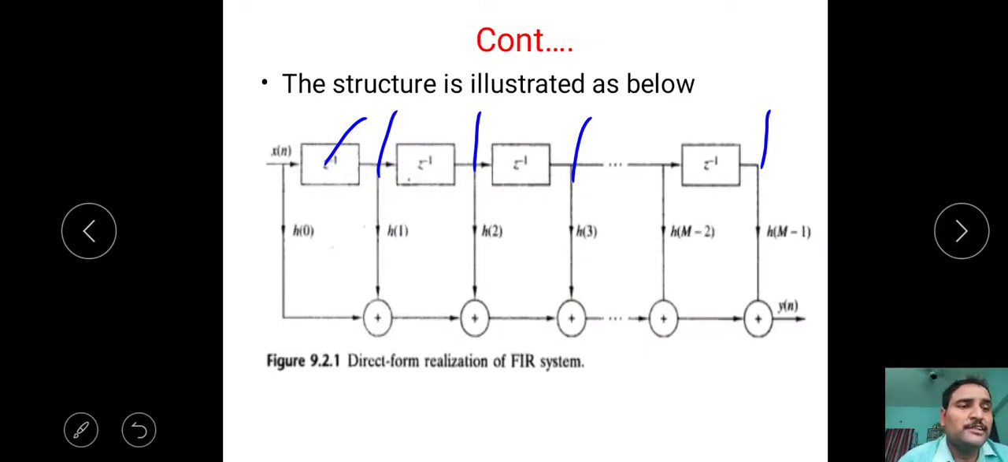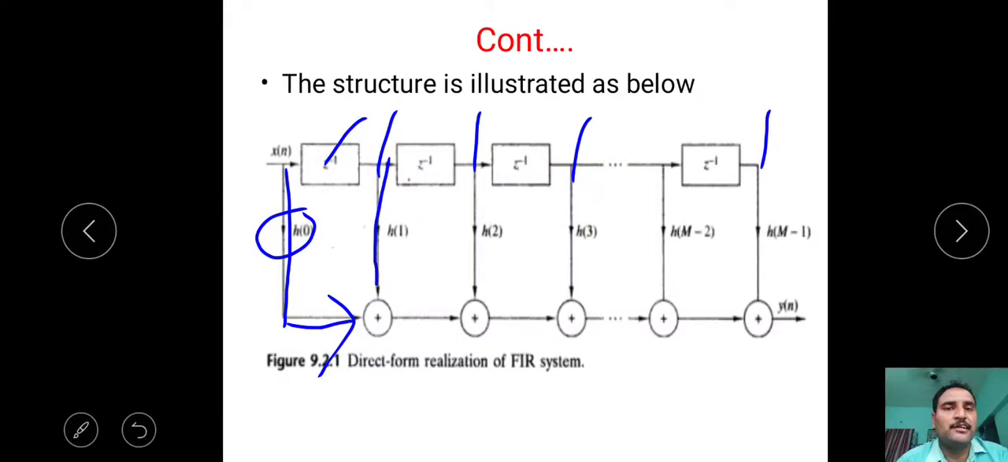The given equation is y of n equal to summation x of k into h of n minus k. After the input we have to multiply with a coefficient called the impulse coefficient h of 0. That means here x of n is multiplied with h of 0. It's a scalar multiplier, so finally we get x of n into h of 0. Here we get x of n minus 1, which is multiplied with h of 1, giving h of 1 into x of n minus 1. We have to add those two. Then we get h of 2 into x of n minus 2, h of 3 into x of n minus 3, h of M minus 2 into x of n minus k plus 1, and h of M minus 1 into x of n minus k. If we add all those, we get y of n.